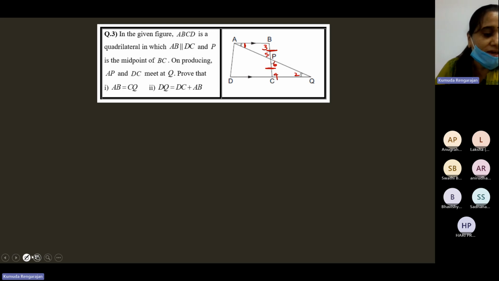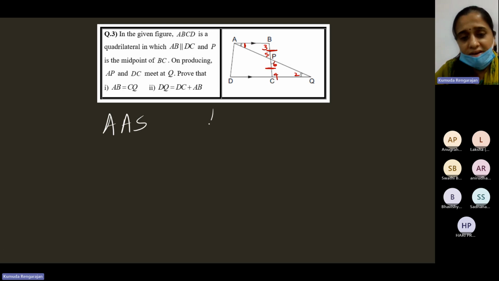Now, angle 1 is equal to angle 2, alternate angles are equal. Angle 3 is equal to angle 4, alternate angles are equal. Angle 5 is equal to angle 6, vertically opposite angles are equal. And then we know that this side is equal to this side. Now, you can use ASA or AAS here.